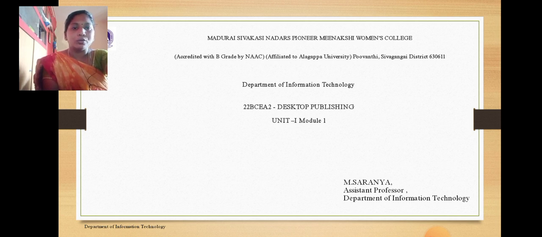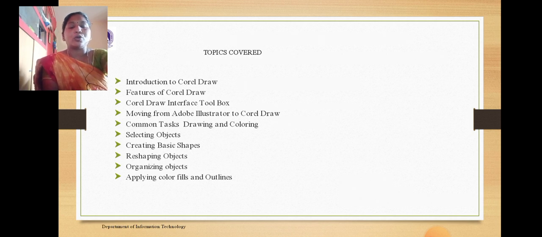Today we are going to see about Desktop Publishing, 22BCEA2, Unit 1, Module 1. The topics covered are Introduction to CorelDRAW, Features of CorelDRAW, CorelDRAW Interface Toolbox, moving from Adobe Illustrator to CorelDRAW, common tasks, drawing and coloring, selecting objects, creating basic shapes, reshaping objects, organizing objects, applying colors, fills and outlines.